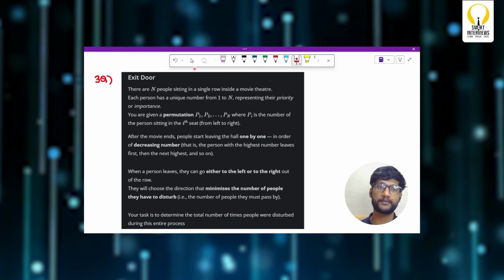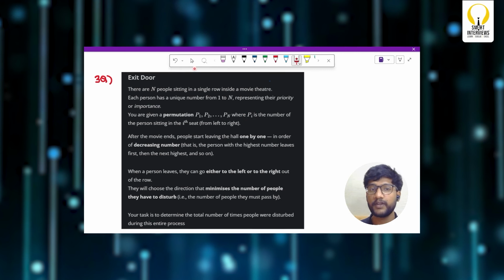So guys, we'll discuss the next problem, the third problem. The third problem name is Exit Door. The problem statement is there are n people sitting in a single row inside a movie theater. Each person has a unique number from 1 to n, representing their priority or importance. You are given a permutation P1, P2, and so on up to Pn, where P of i denotes the number of the person sitting in the ith seat, from left to right.